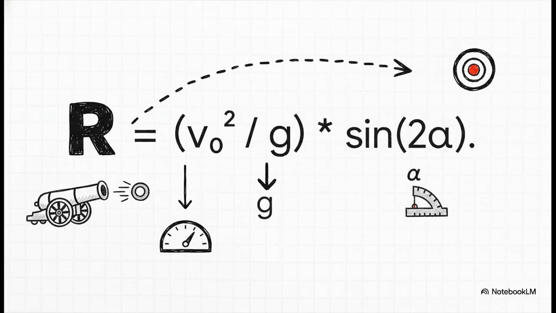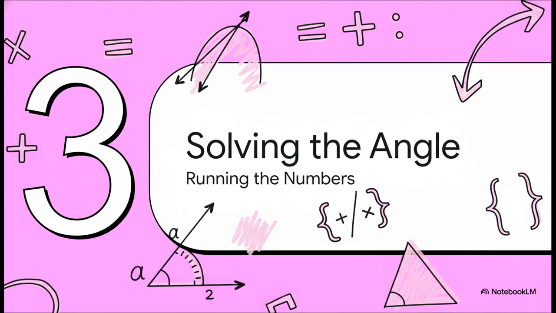Look at it. It links everything together: the range R, the initial velocity, and the sine of twice the launch angle, which we're calling alpha. Now, here's the thing. To get the time, we first have to figure out that angle. Okay, on to section 3. Let's solve for that angle.